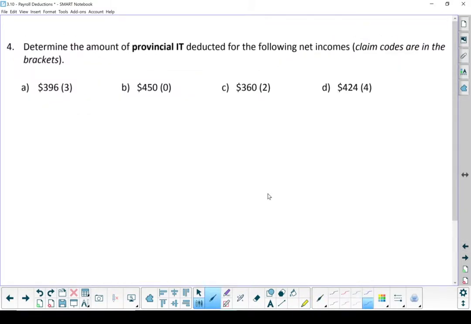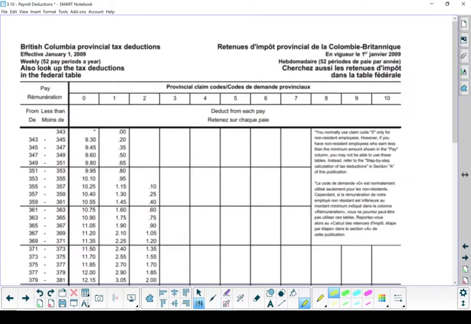Question 4. Let's look up the amount of provincial income tax deducted for the following net incomes. Same thing again, we have claim codes. Now in this case, we're going to be using a sheet from BC, and keep in mind that every province chooses its own income tax amounts, so for every province there would be a different sheet. So our first person makes $396 a week, and they sit in claim code number 3.